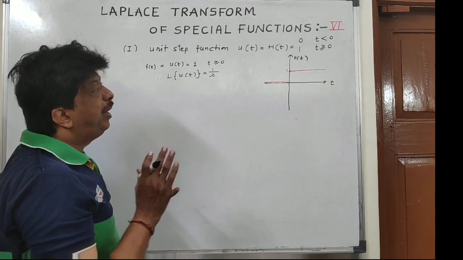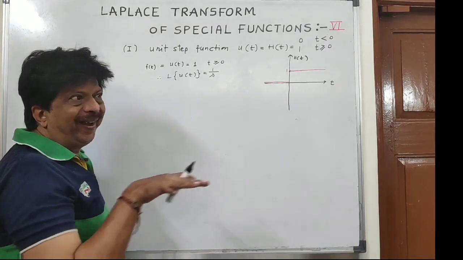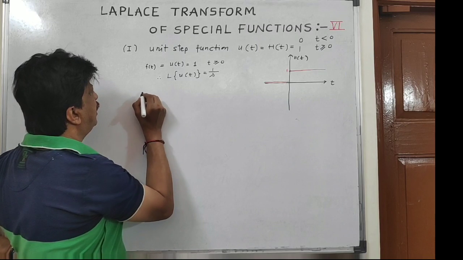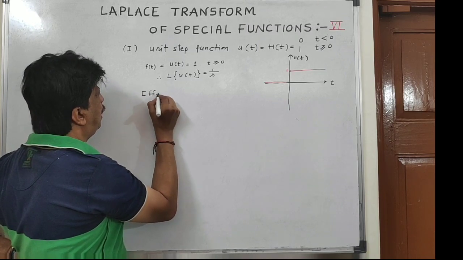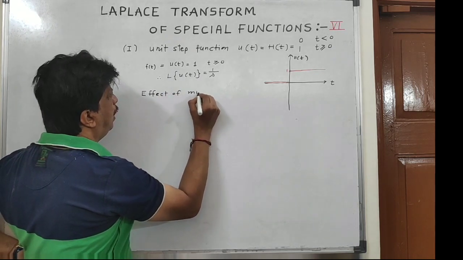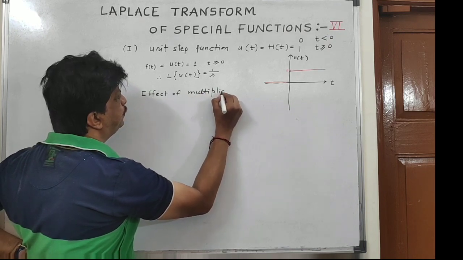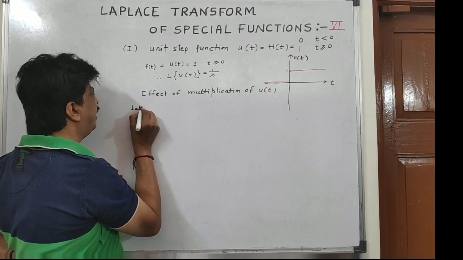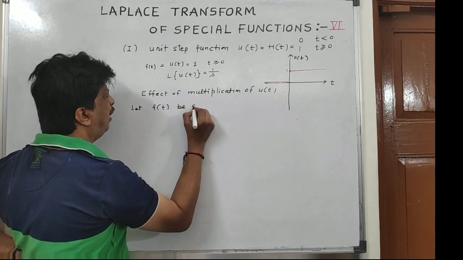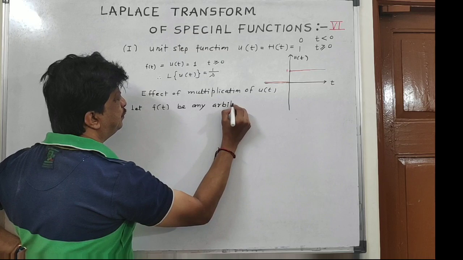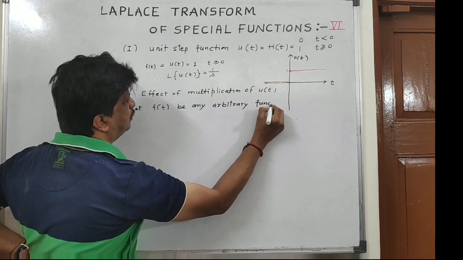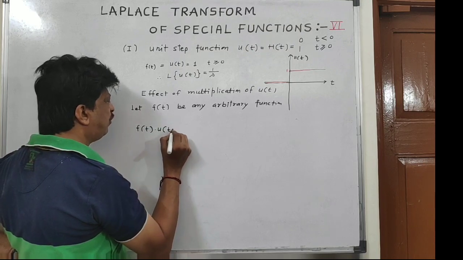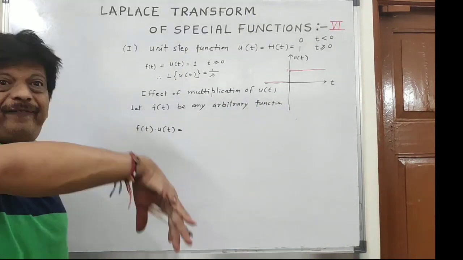Now, we would discuss the effect of multiplication of this u of t, or say h of t, to any arbitrary function f of t. So consider any arbitrary function f of t. Now, if it is multiplied by u of t or h of t, what would be its effect? That we shall see.